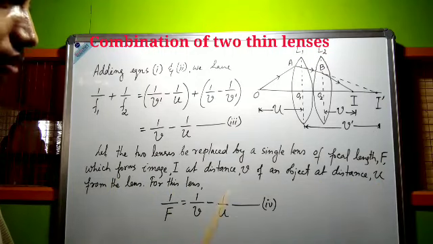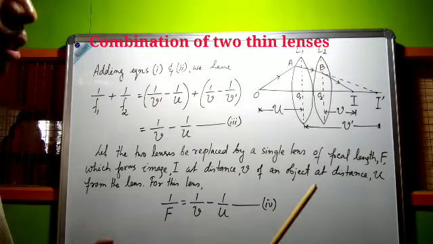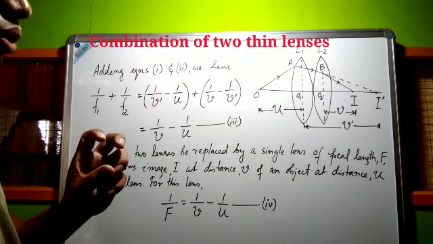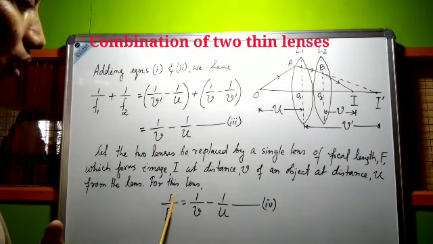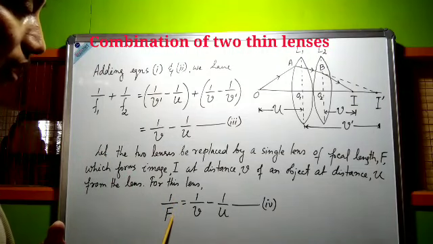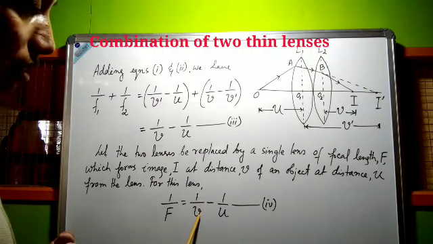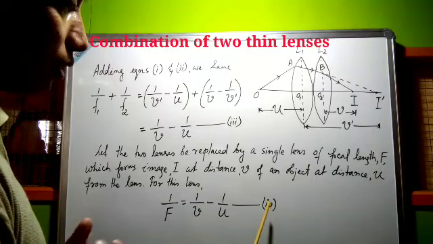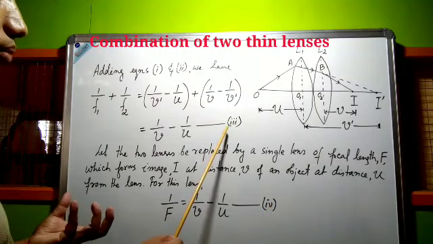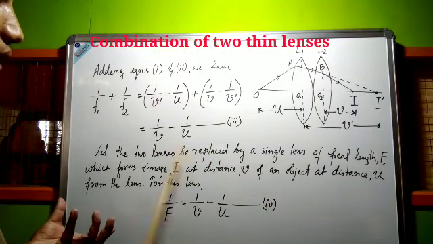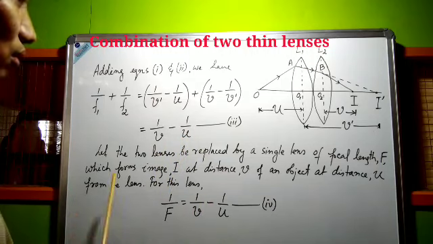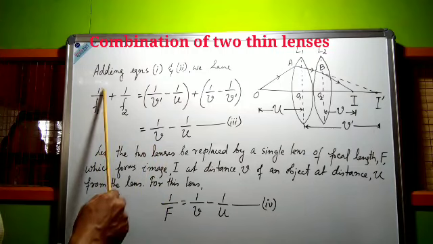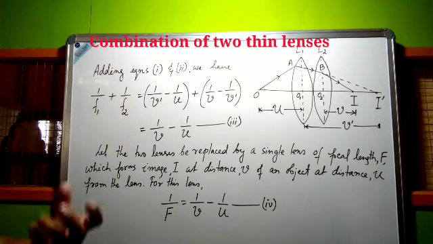For this lens, that is a single lens, applying the lens formula, 1 by focal length, that is capital F, equal to 1 by image distance, that is V, minus 1 by object distance, that is U, and write equation number 4. Comparing equations 3 and 4, the right side terms are the same, so on the left side 1 by F equal to 1 by F1 plus 1 by F2.